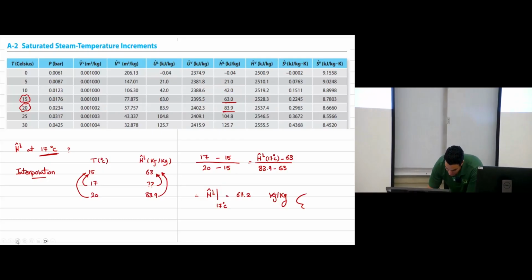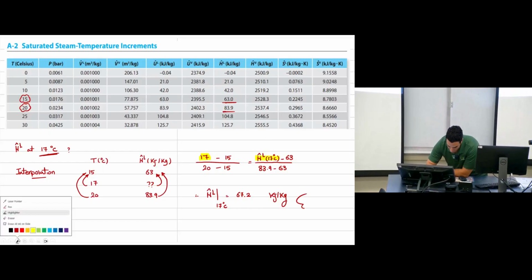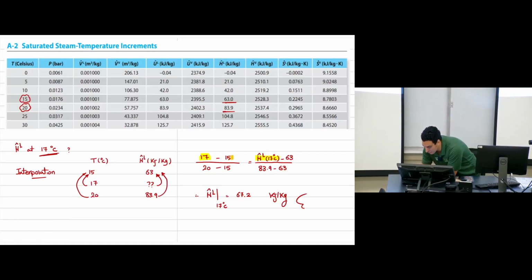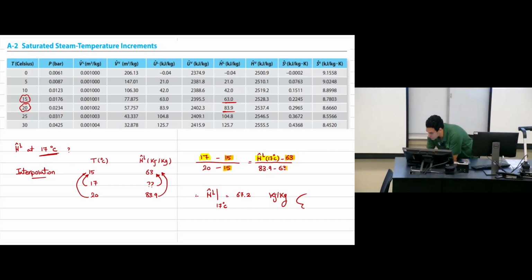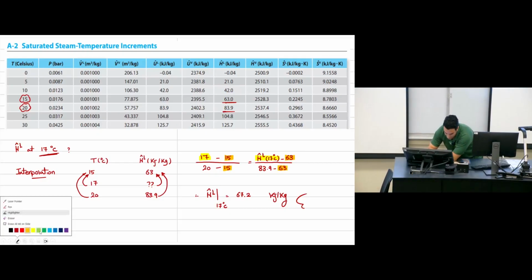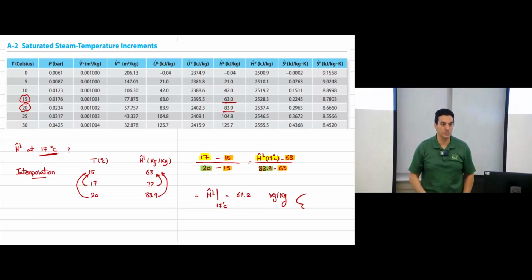If you want to make interpolation, the most important thing is how to put the numbers. The consistency here is very important, because let's say when you start at 17, the first number on the right side should be the enthalpy at 17. Then we have minus 15 degrees Celsius, so this one should be the enthalpy corresponding to 15 degrees Celsius. Here we have 15, so this number should be the enthalpy at 15. Also, if this one is 20, this must be the enthalpy at 20 degrees Celsius. So this is very important. Okay?